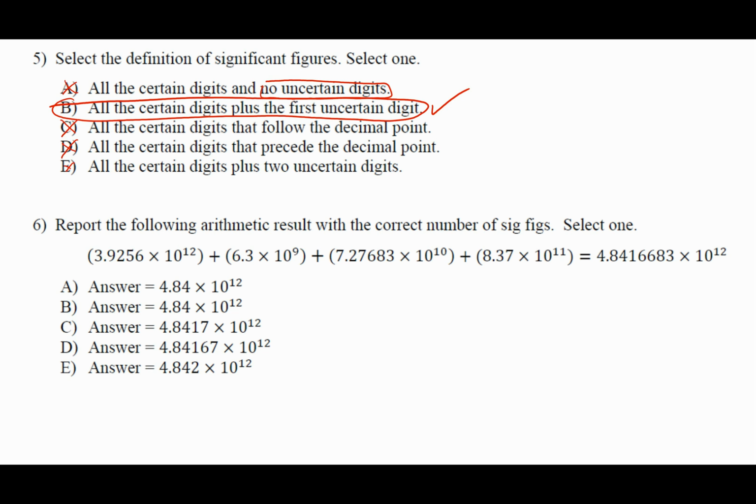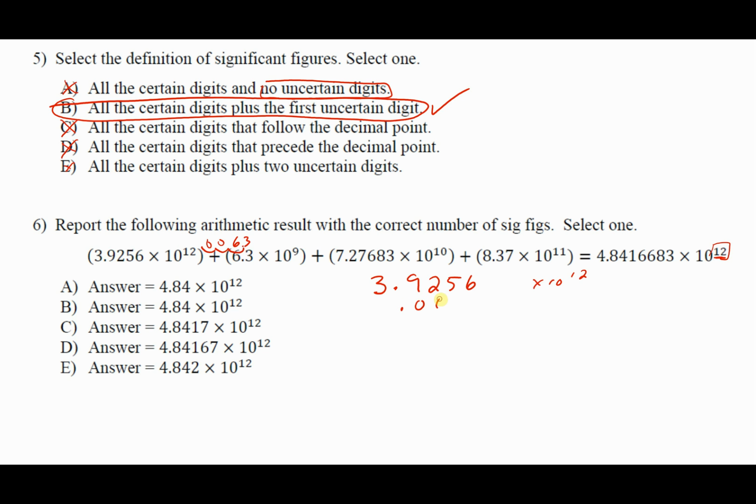So all good. So report the following arithmetic with the correct number of sig figs. So the way to solve this, of course, is to look at what the answer is and put everything in that power. So 3.9256 times 10 to the 12th. I may just quit writing that though. So 9, right? So if this is 6.3 and it's to the 9th power, the decimal place would move here for the 10th, 11th, and 12th.